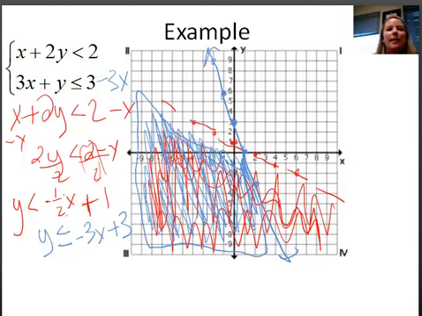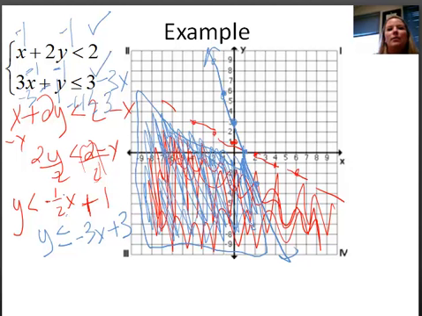So say I picked negative 1, negative 1. I can plug it in up here. If I say negative 1, negative 1, well, negative 1 plus a negative 2 would be negative 3, which is less than 2, so that works. If I plug in a negative 1 here, negative 1 here, 3 times negative 1 is negative 3. Minus 1 would be negative 4, which is less than or equal to 3, so that works.